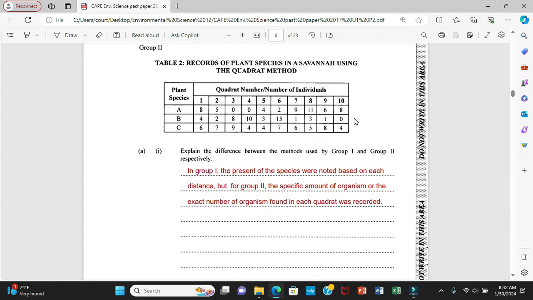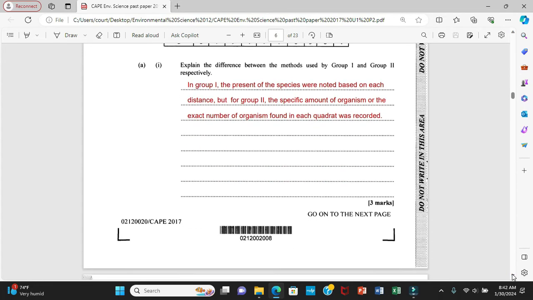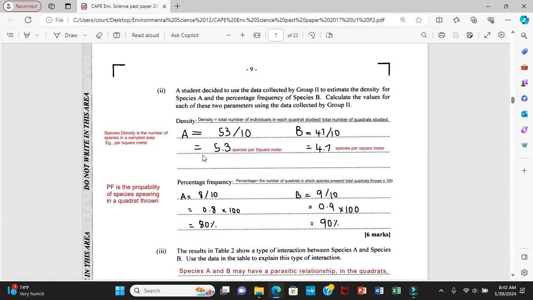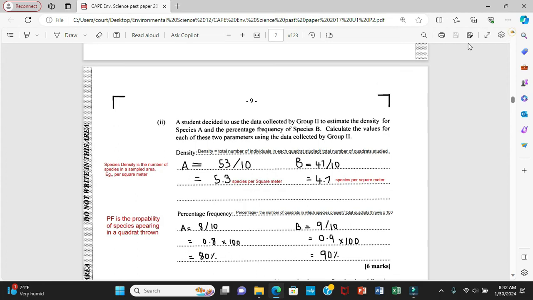They didn't tell you what area of land is used. So we're going to just say, for example, they looked at a square meter, which is about 3 feet by 3 feet of land. So it is very simple. This is the formula now: the total number of individuals in each quadrat studied, divided by the total number of quadrats studied.